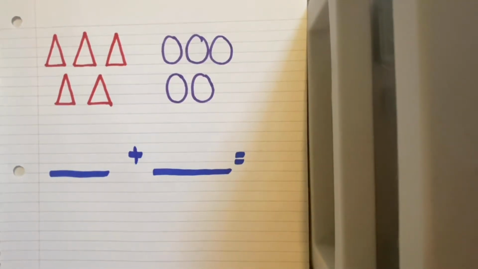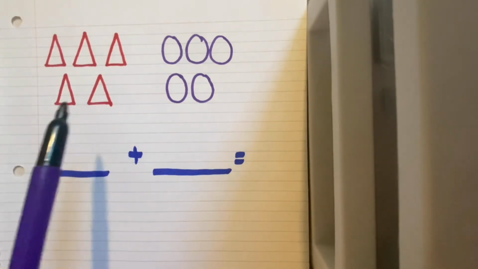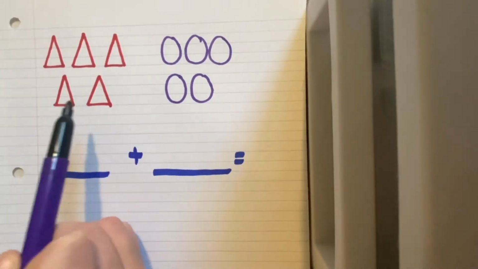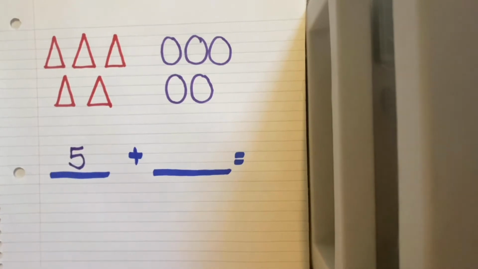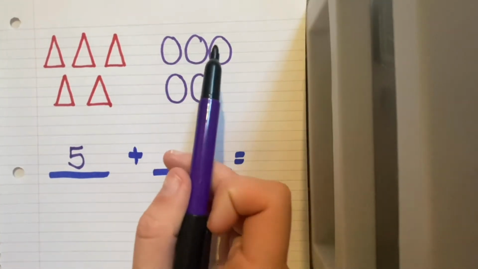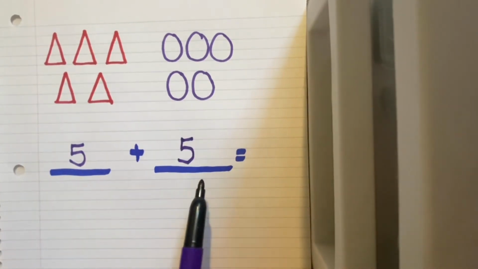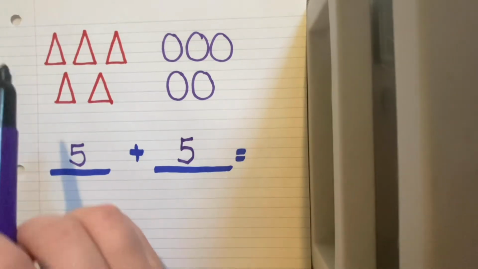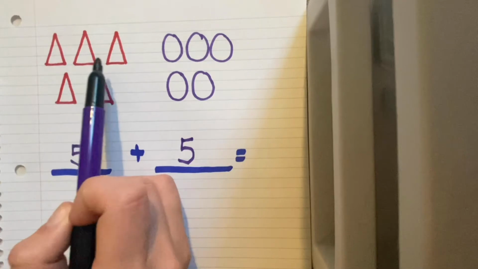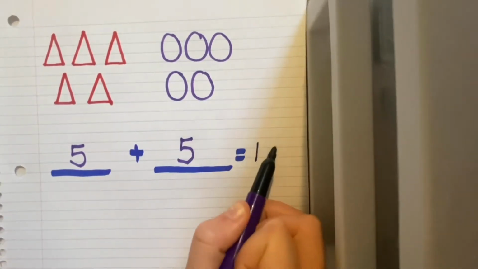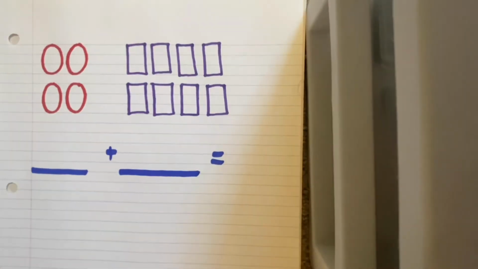Let's try another problem. Let's start by once again counting. First of all, you can see that we have triangles and circles. We have 1, 2, 3, 4, 5 triangles. Put that on the line. We have 1, 2, 3, 4, 5 circles. Now, once again, you can do the problem or to show that when you count them all together, you'll get the same answer. So we have 1, 2, 3, 4, 5, 6, 7, 8, 9, 10. 5 plus 5 equals 10. Keep up the great work.